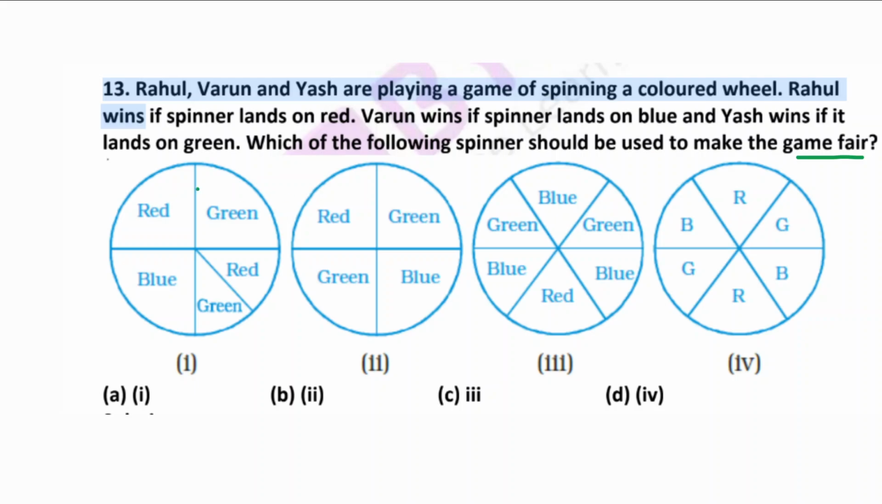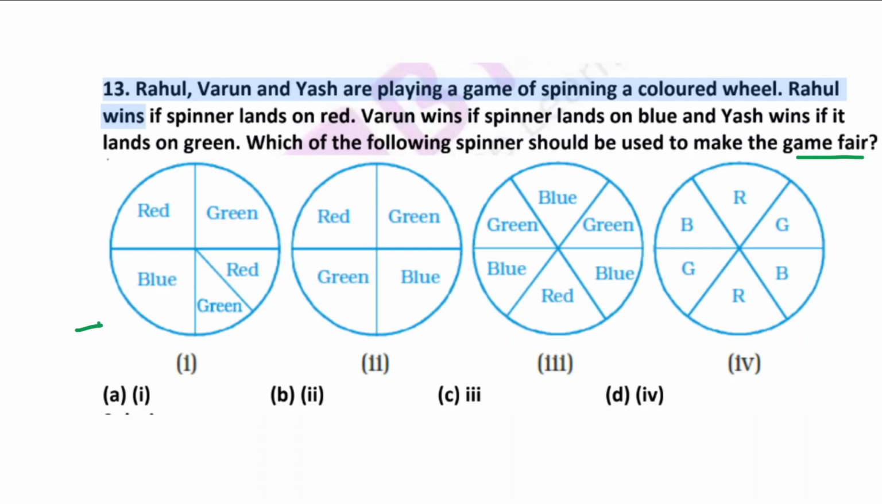Okay, if you see, there are 4 spinners that are given. Let us come from the left. Here, if you see, green is biased. This one is biased towards green. Green has a higher probability. Green and red, they have higher probability.